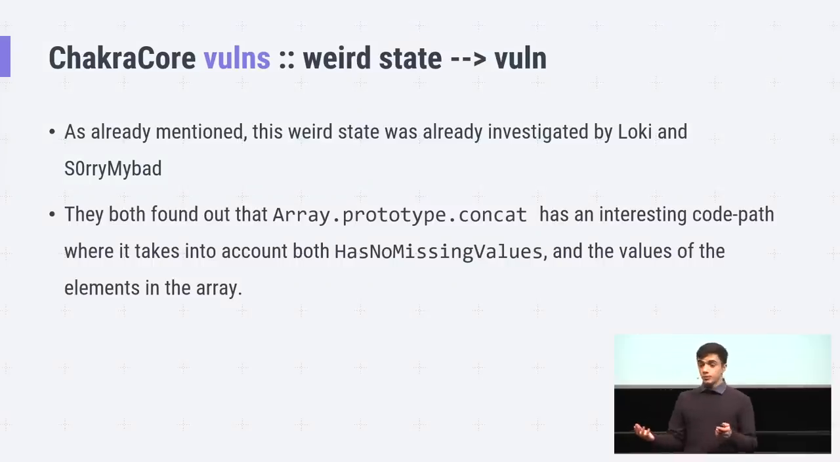To turn the mismatch between the flags, if you remember, we had a flag that indicates it has no missing values, and we also had the array content. Once we have the mismatch, and we manage to fake a missing value, turning that into a vulnerability is quite interesting. The way Lockheart and SoInMyBed did that was basically through calling this function, concat, which relied on has no missing values and also relied on the content of the array. This allowed the mismatch to get us into a weird state, which shouldn't happen, because in the normal case, why would we have the missing values and the content of the array not match each other?